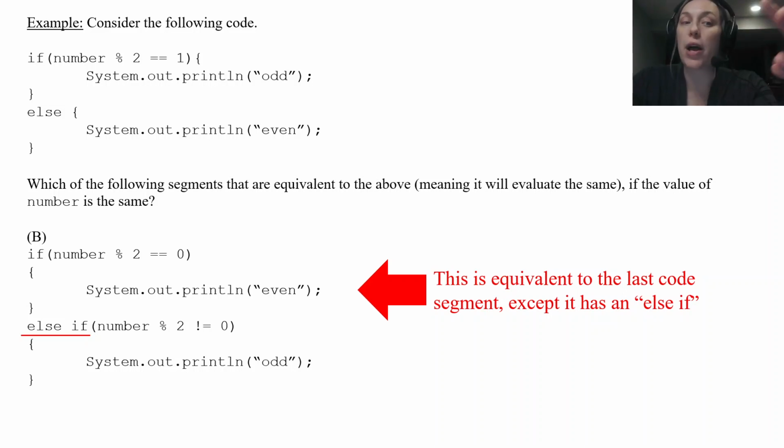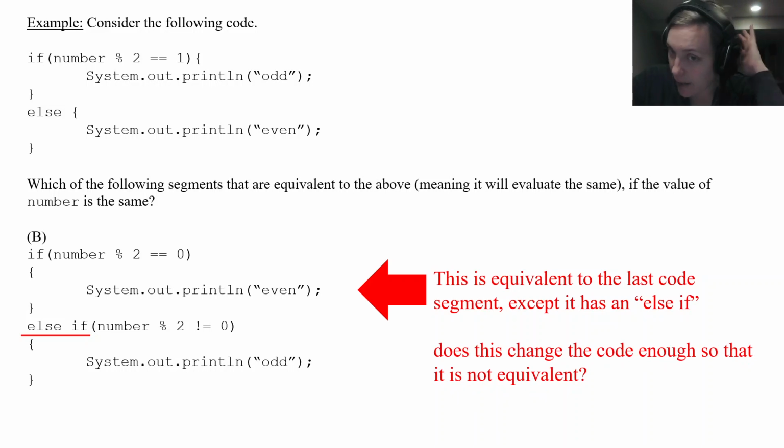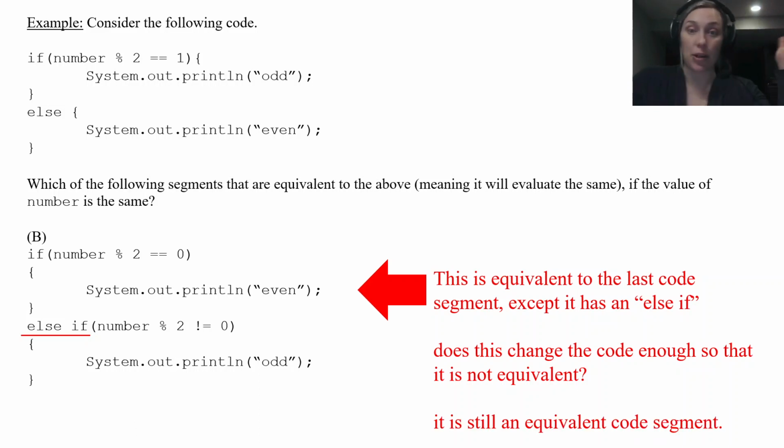So will it still run with the else if correctly? Does this change the code enough so that it's not equivalent? The answer, again, check your 20. 20 mod 2 is still 0, so even would print. 21 mod 2 is 1, so the first statement gets skipped. The second statement would run and be true. Odd would get printed. And then you can check your special cases of 0. This is still an equivalent code segment.